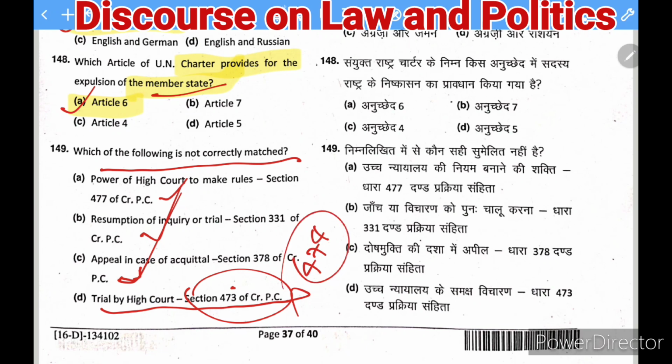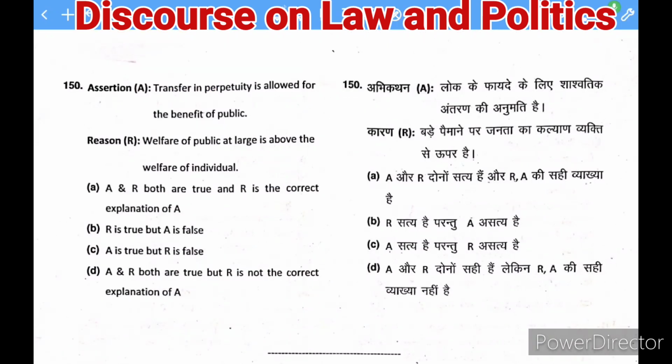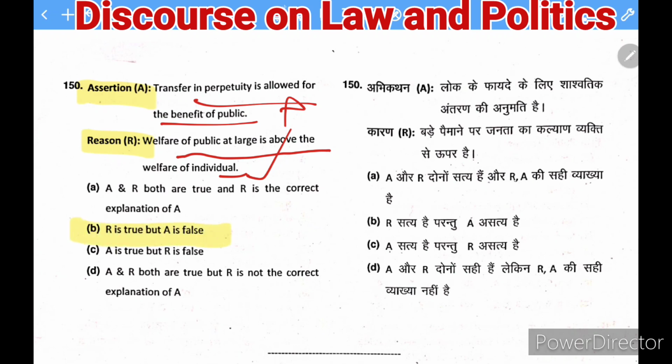Moving to the last question of this UP Judiciary 2022 Prelims examination. The last question is based on assertion and reason. The assertion given here is that transfer in perpetuity is allowed for the benefit of the public. This is not the proper statement, sorry. It is not that. But the reason is that welfare of the public at large is above the welfare of the individual. Yes, it is correct. So what you find is that R is true but A is false. So which is the right answer of this question? B. B is the correct answer.